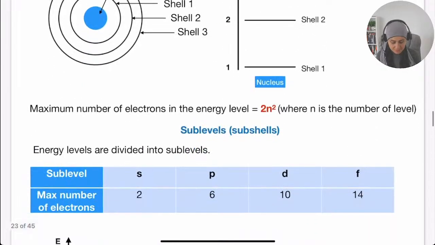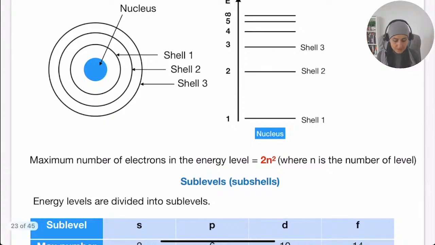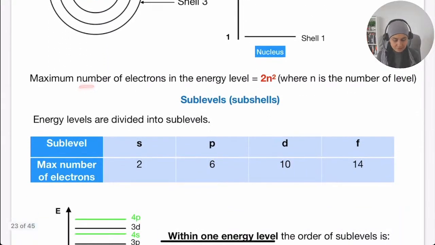The maximum number of electrons in the energy level, so shell is also called energy level, equals 2n squared. You don't really need the formula, but some people really like to use it. If you memorize it, it's good. If not, just write the configuration and calculate. You don't really need it. It's not in the data booklet. But if you want to use it, that's the formula that shows the maximum number of electrons in the energy level, where n is the number of the level.